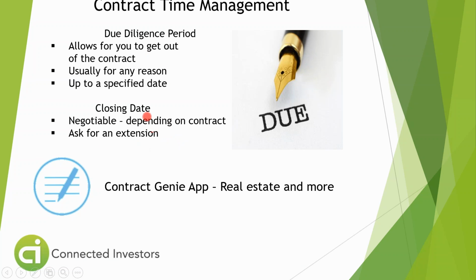You can ask for an extension for either one of these. Doesn't mean the seller has to give it to you, but you can ask for an extension and get that extension for the contract for that due diligence period or closing date. And you always want to send that back. Make sure you get them to sign off on that change on the contract or that extension. That's something you want to make sure that you do.